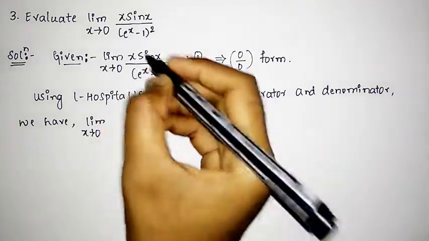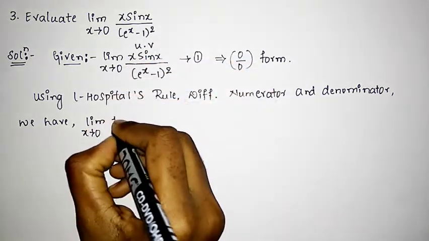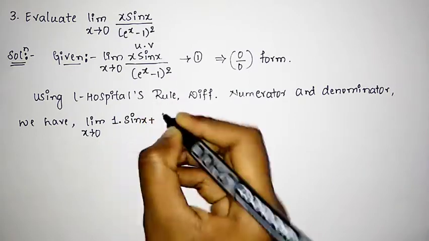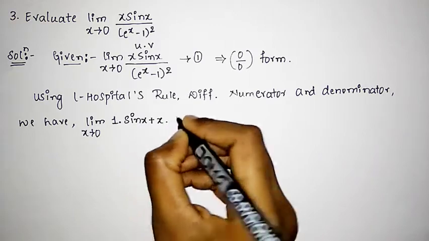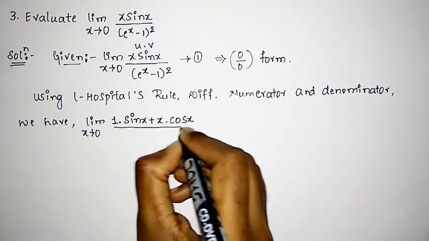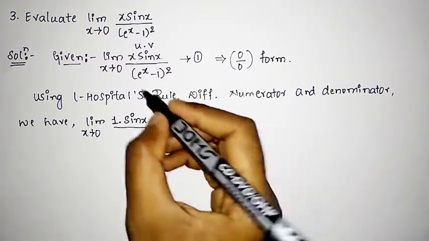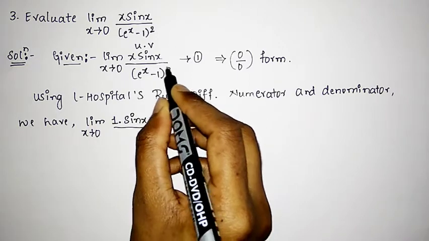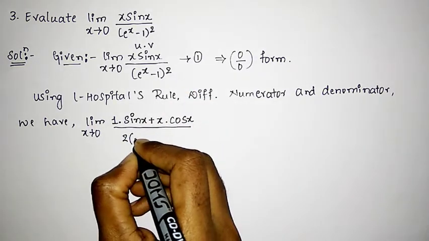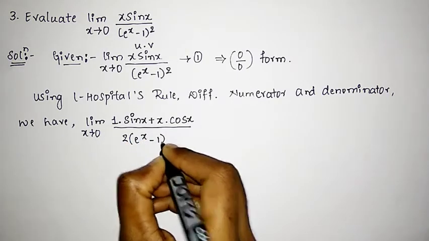So the first thing is we need to apply the u into v form. So differentiation of x is 1 into keeping sin x as it is plus x into differentiation of sin x is cos x, divided by, next we need to differentiate the denominator. So (e to the power of x minus 1) the whole square can be written as, upon differentiating, 2 into (e to the power of x minus 1).